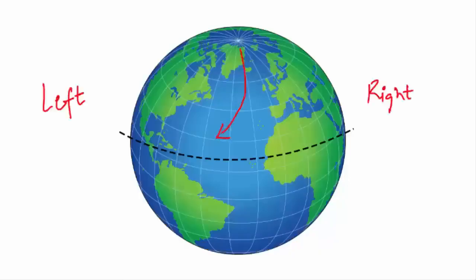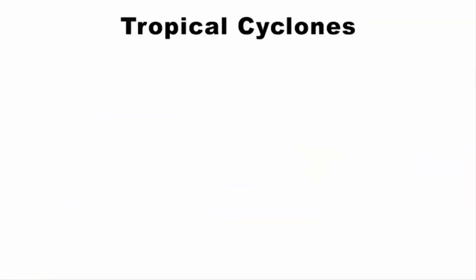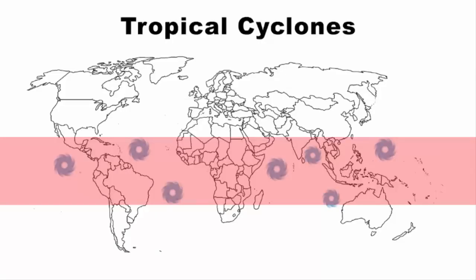In this video, we're going to learn about tropical cyclones. The first thing you need to understand is that tropical cyclones originate over oceans in tropical areas and coastal regions. As you all know, this is the tropical region.